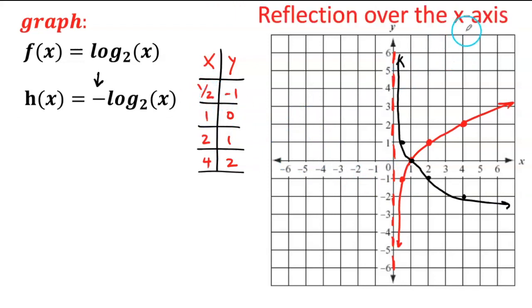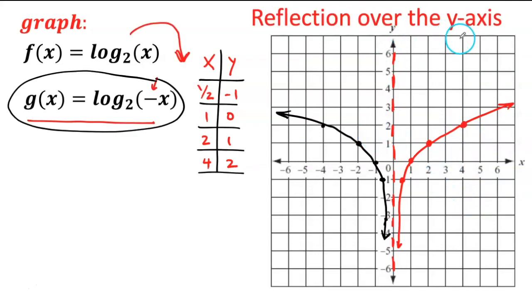So when I have a reflection over the x-axis, the y value is the one that is changing. You see that? This used to be positive 1, this is negative 1, this is positive 1 as well, negative 1, this is positive 2, and this is negative 2. So the y value is the one that changes. When I have a reflection over the y-axis, the x value is the one that is changing. It used to be positive 1 and now it's negative 1. Positive 2 and now it's negative 2. It was positive 4 and now it's negative 4. So this is the x value that is changing.